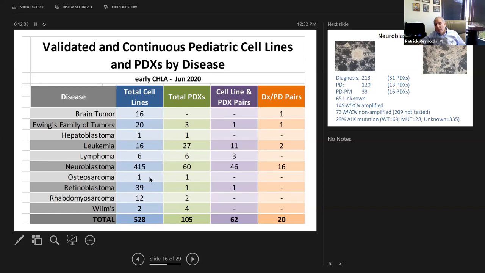So we're up to 415 cell lines, 60 patient-derived xenografts. 46 of these we have direct to culture and direct to patient-derived xenograft on. And then we've got 16 of these. One of these pairs is PDXs, the rest are cell lines, where we've got the sample at diagnosis and then from the same patient at relapse. And these are all available to anyone that wants to study them in any of these, but where we have most of the data is in the neuroblastomas, and that's what we're going to focus a lot on showing you.